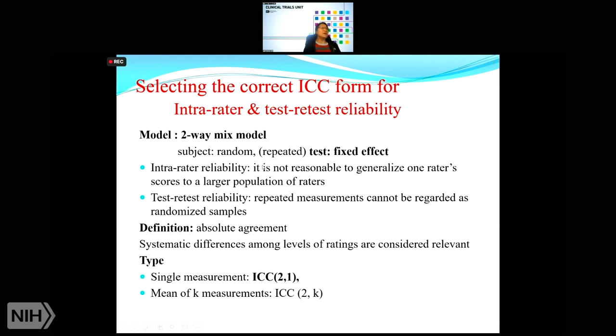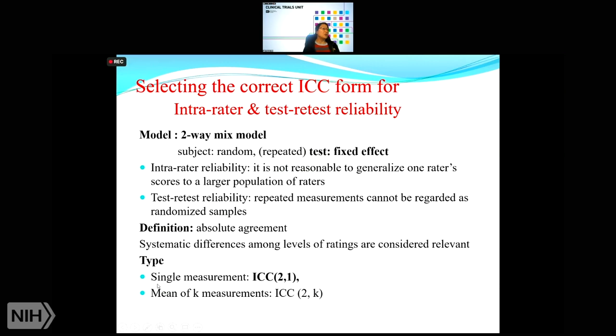So how do we select the correct ICC form for intra-class, inter-rater and retest reliability? For the model, we should use the two-way mixed model, because for inter-rater reliability, it is not reasonable to generalize one reader's scores to a large population of readers. For retest reliability, the repeated measurements cannot be regarded as randomized samples. As for the definition, we should use absolute agreement because systematic error should be considered.